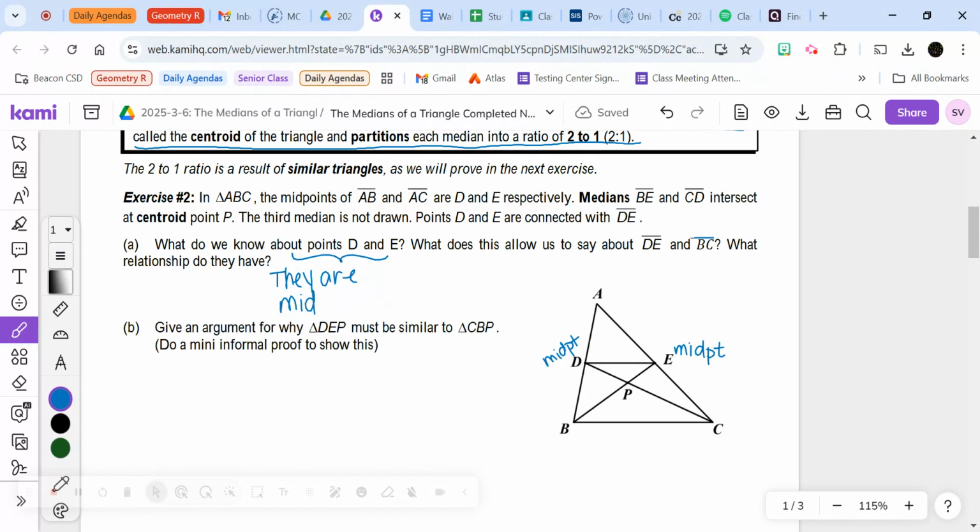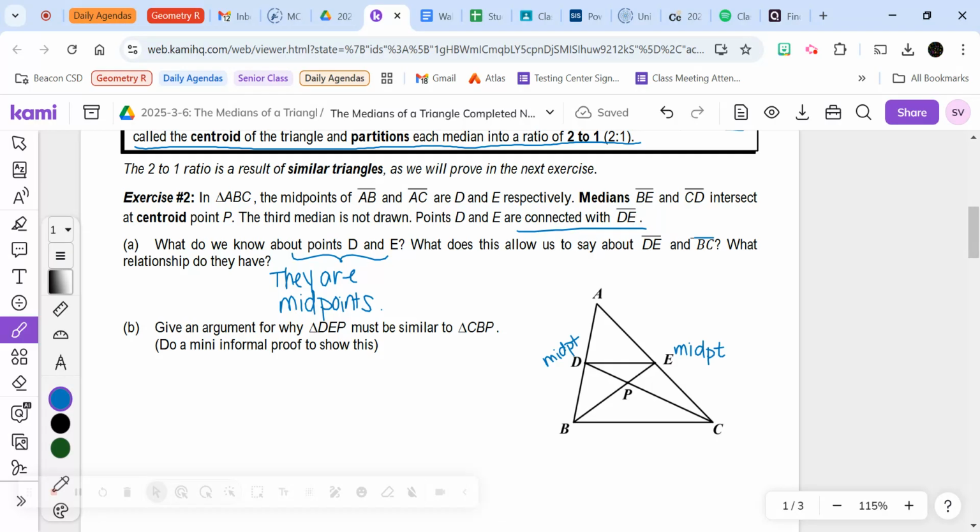That we were given up above in the actual question. So they are midpoints. Notice that D and E were connected with a segment known as DE. This we've seen a little while ago. We actually saw this back in the quadrilateral units as well, where when you connect two midpoints together in a triangle with a segment, that segment length is going to be half the length of and parallel to the third side of the triangle that it's not touching.